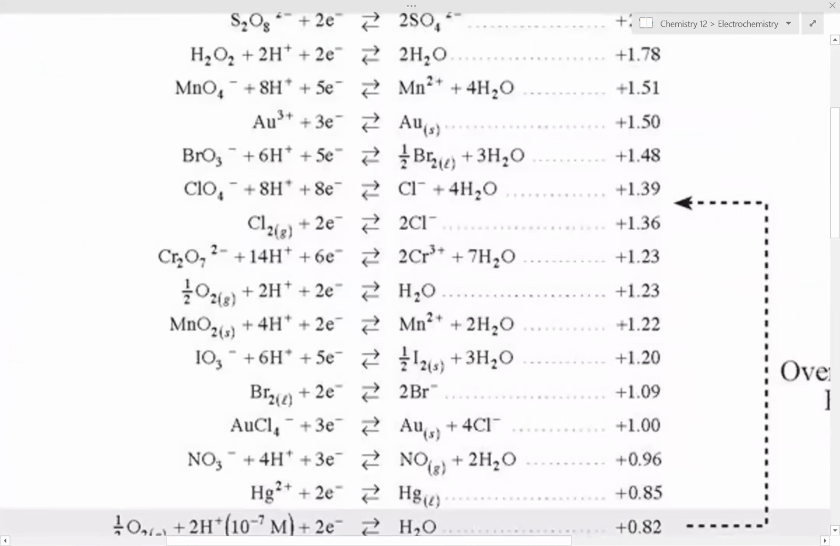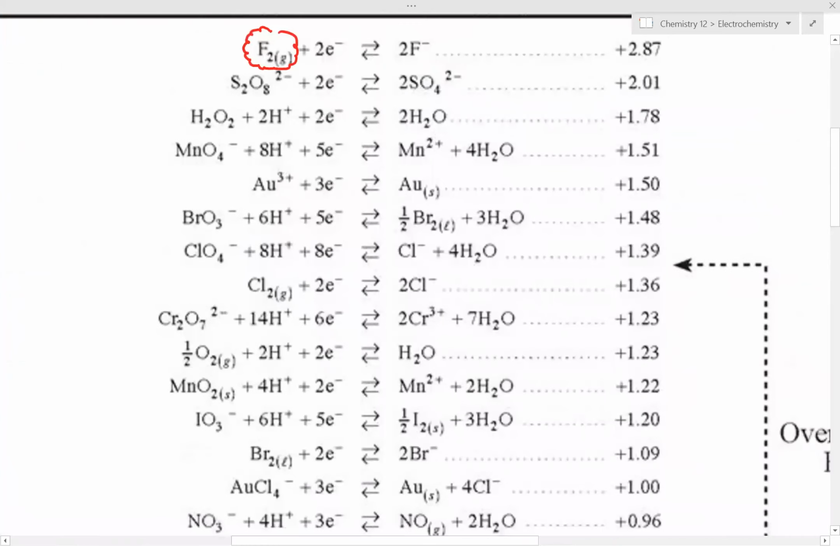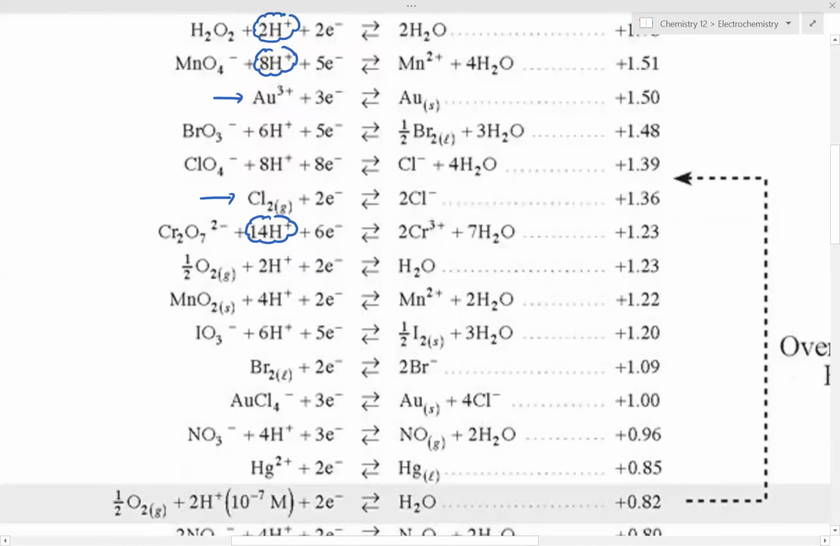Now, a couple of things for you to be aware of. A lot of these reactions are very straightforward, like gold or chlorine, but you will notice that some of these reactions have H+ in there. They are acidified, so these will only work in an acid solution, and that's why you need the H+. Some of them will work regardless, but those with H+ in the equation need to be in an acidified solution.